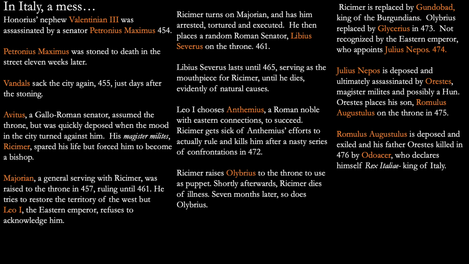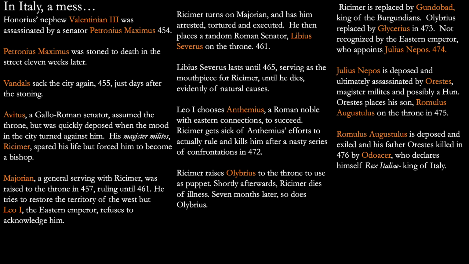Anyway, Avitus, a Gallo-Roman senator, so he's from France. That's what we would consider Gaul, assumed the throne, but he's deposed when the mood in the city turns against him. So he's put on the throne, and then his Magister Militum, the guy he'd chosen to serve as the liaison with the army, Ricimer, spares his life, but forces him to become a bishop. So here's how much the power shift had happened. Avitus is this guy who was a part of the Roman aristocracy. He is proclaimed the emperor, but the crowd doesn't really like or approve of him, so his barbarian Magister Militum basically says, all right, I'm not going to kill you, but you're going to have to go off and be a bishop because we're going to have to find somebody better.